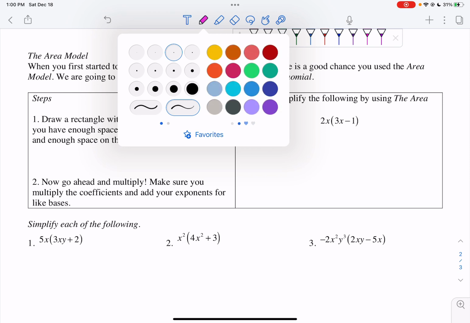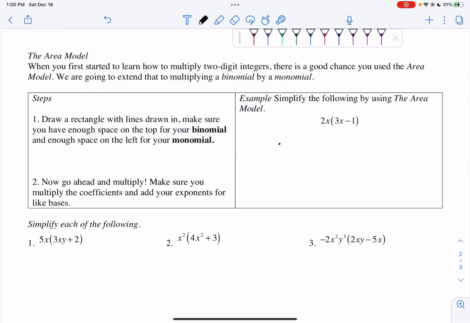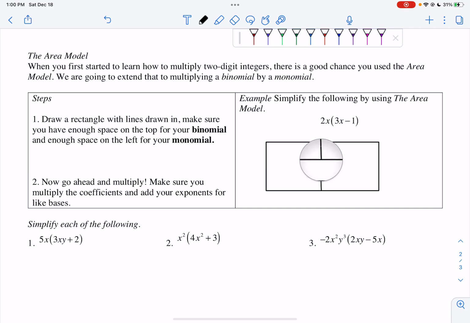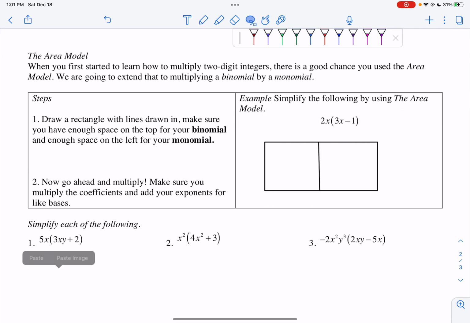So the first thing I'm going to do is I'm actually going to just draw my box and make it universal. That way I don't have to draw the same thing each time. Give me one moment.